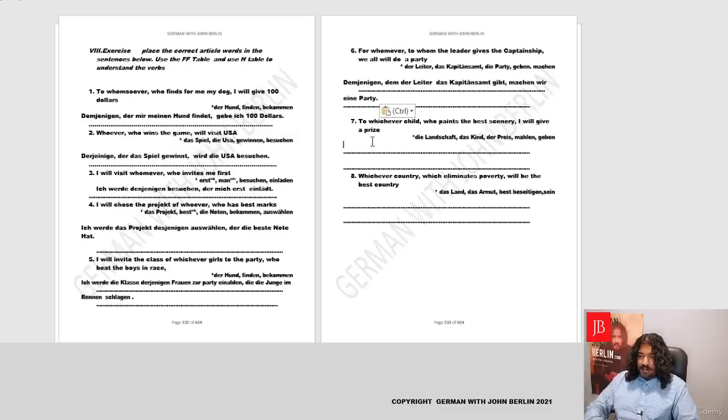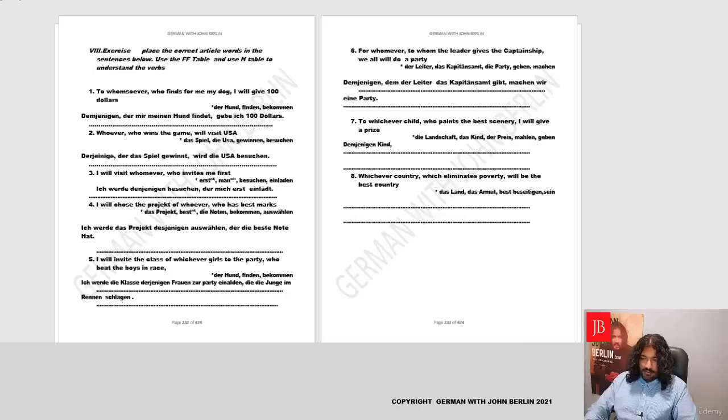Fantastic. To whichever child who paints the best scenery, I'll give a prize. So basically it's again, I'll give is to basically, it's a dative verb, who gives to whom. So I give to whichever, that's dative, yes, to whichever child. Child is basically Neutrum. So we'll say demjenigen Kind, yes, to whichever child, who paints the best scenery.